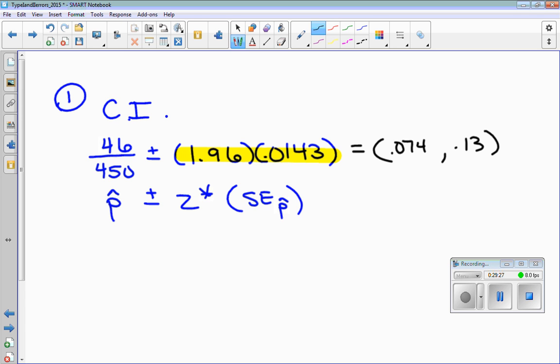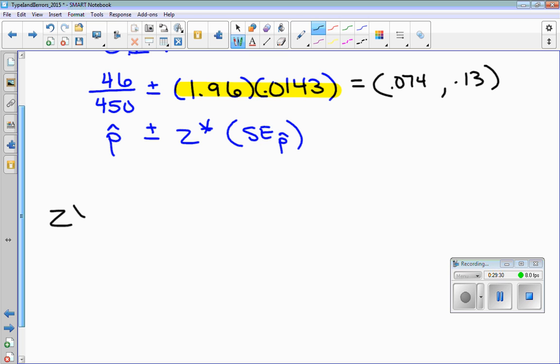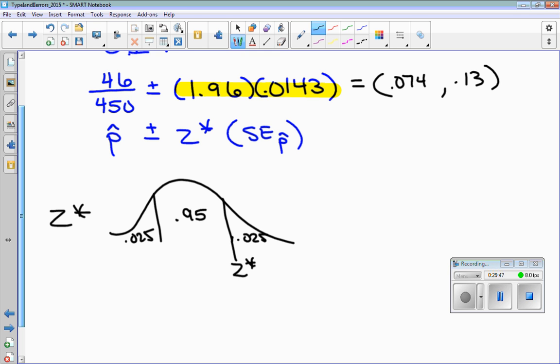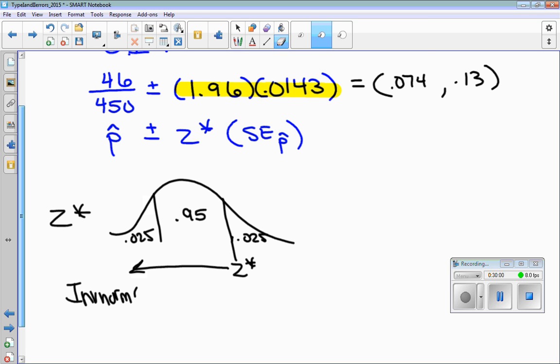How do I get Z star? I think it's a 95% confidence interval here. That means the middle is 95%. Each tail is 2.5%. The Z star is the right-hand margin here. So you're going to do inverse norm, you put the percentage in, right? 0.975. And in this case, it's 1.96.